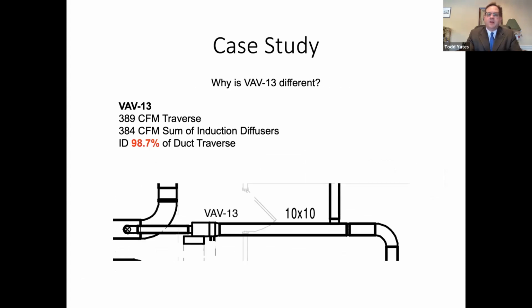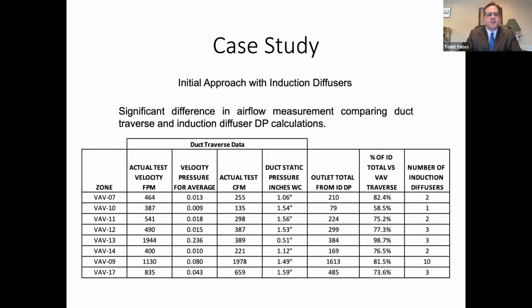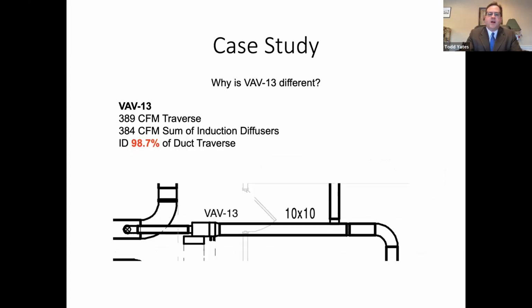So if you'll notice in that table, there was one that was different. I'll go back to it just for a second. VAV 13. Notice the difference in the percent of ID total versus VAV traverse column, it's 98.7%. Those two readings were almost exact. And so we started looking at that one to see, why is it different?